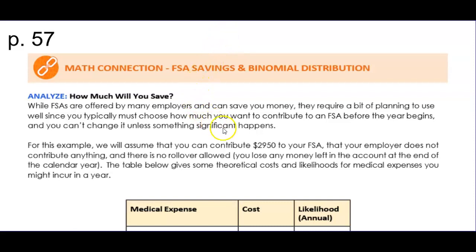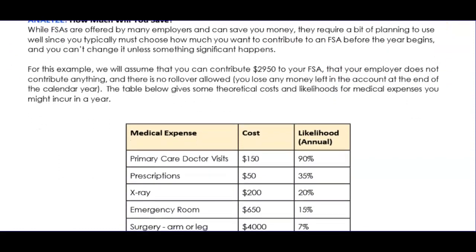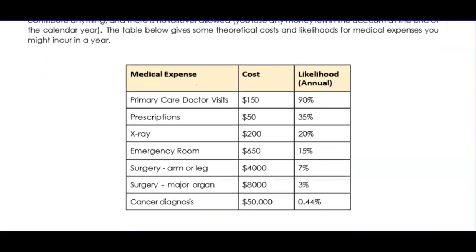So this example assumes that we can contribute $29.50 to our FSA, and that the employer does not contribute anything, and there's no rollover allowed, so whatever is not used at the end of the year is just gone. We just forfeit it. So the table below gives some theoretical costs and likelihood for those medical expenses that you might incur. So you might go to the doctor for $150.